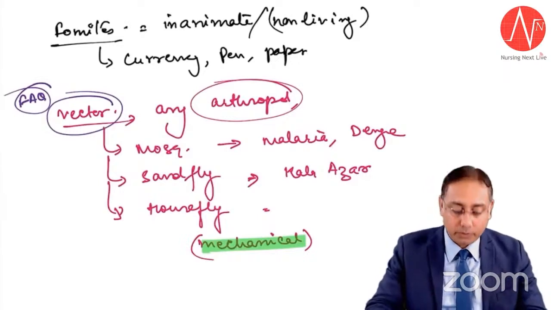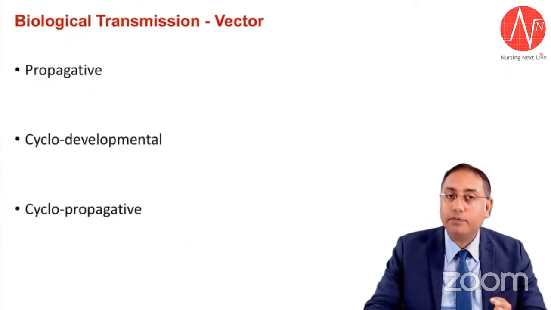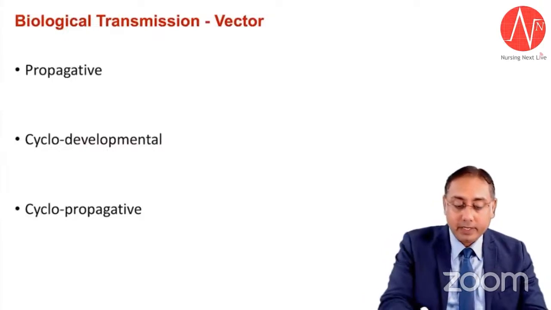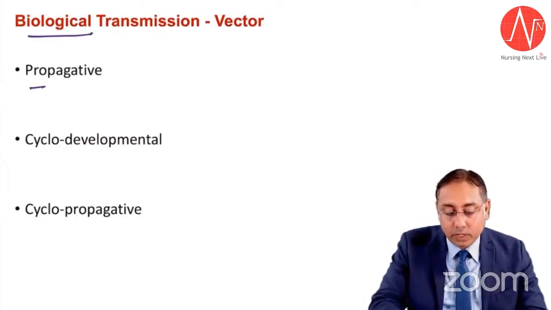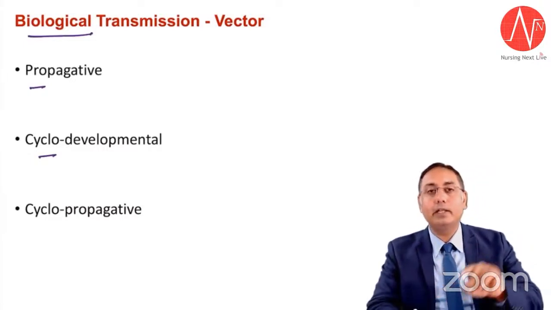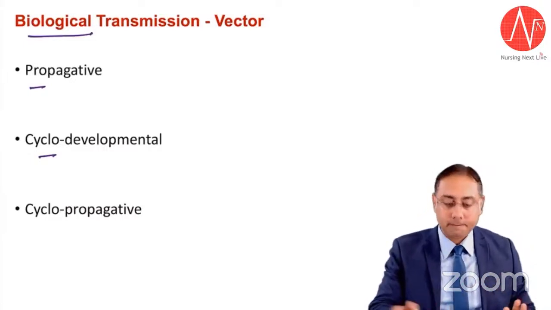Talking a little bit more about the vector transmission, this can be a frequently asked MCQ. A little bit more about the vector mode of transmission. The biological transmission could further be classified into propagative, cyclodevelopmental, or cyclopropagative. So what's all this?